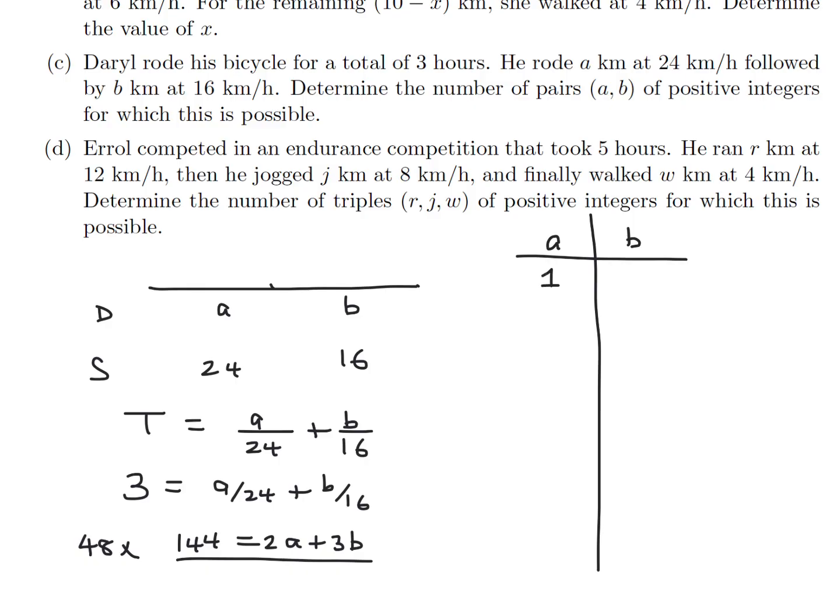Smallest integer is 1. If I put that in there, B would be 47.3. Now that's not an integer, so we've got to keep going. A of 2 gives 46.6. A is 3, B is 46. So this works. If I go 4, it'll be 45.3. That's no good. 5, 44.6, not an integer. 6 gives me 44. Aha, so that works.